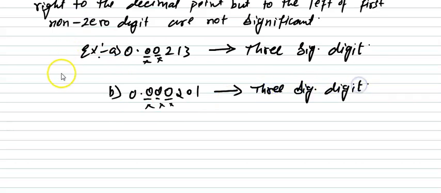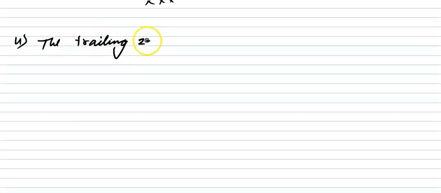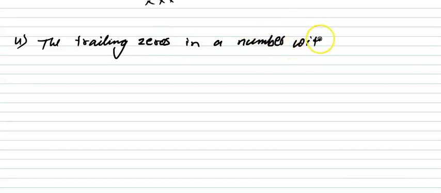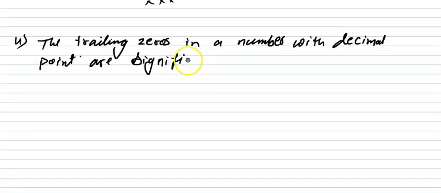Now write down rule number 4. Rule number 4: the trailing zeros in a number with a decimal point are significant. Significant, right?